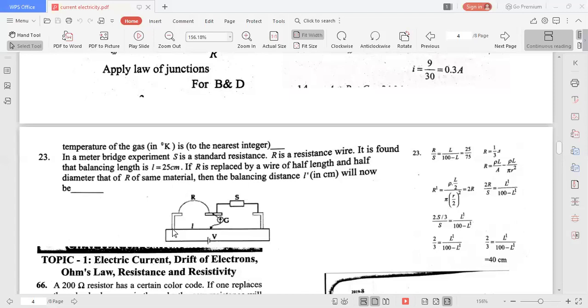Okay. Here, in the next case, whenever it is replaced by another wire having half the length and half the diameter, length and diameter both are changed, but there is no change in the material. That's why these two are constants. That's why resistance of the wire is directly proportional to L by R square. There are two cases. In the first case, resistance of the wire is R1. In the second case, R2. R is proportional to L by R square.